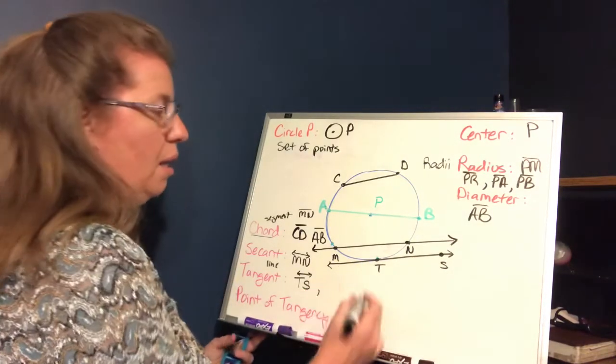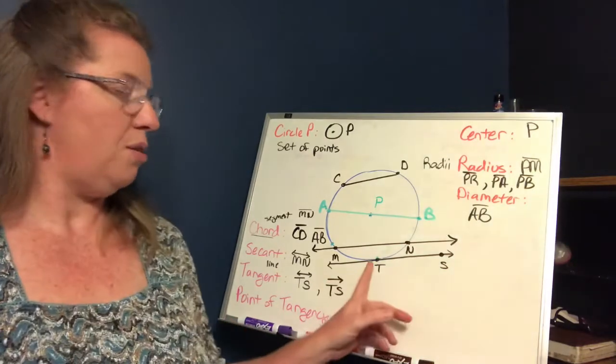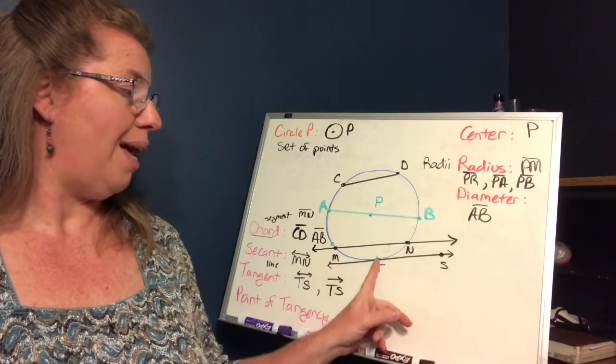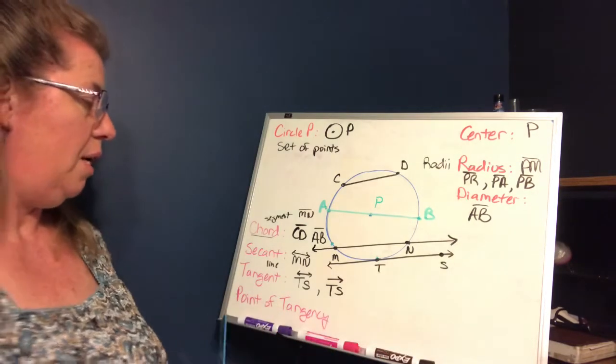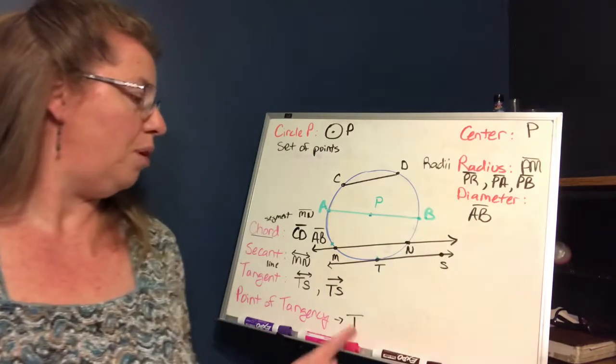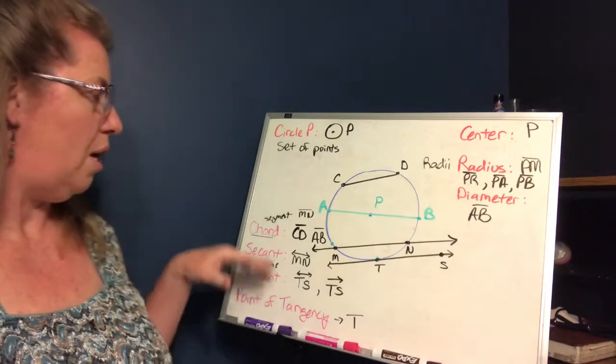It could be the ray TS. It would also be tangent if it touches at that one point. Okay, now the point that it touches at, if you look down here, is called the point of tangency. So point T would be the point of tangency for that tangent line.